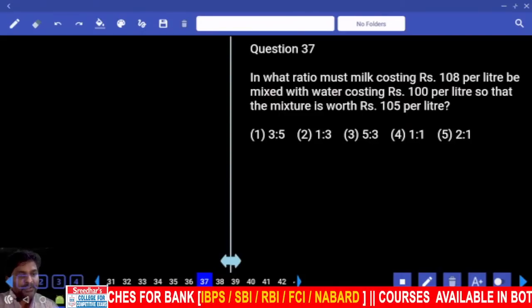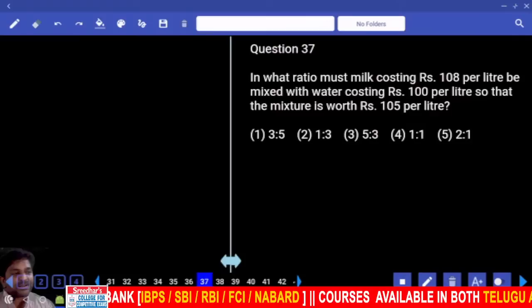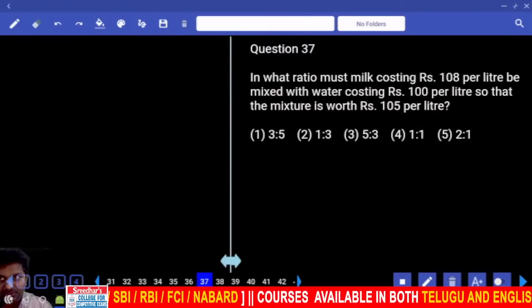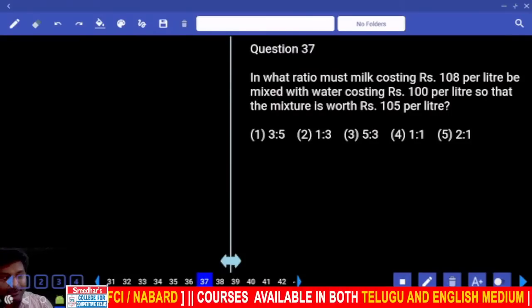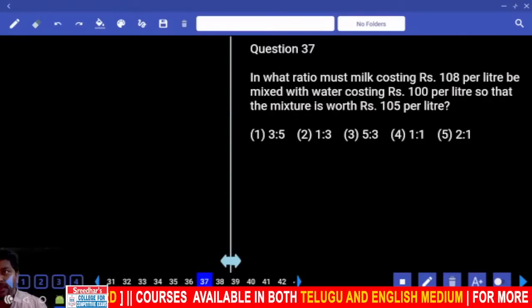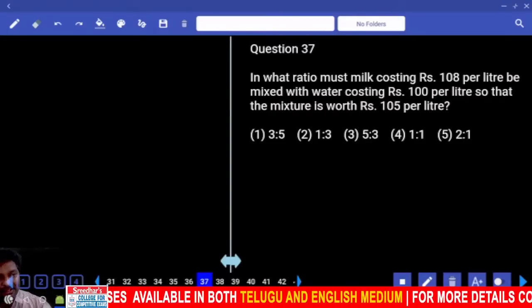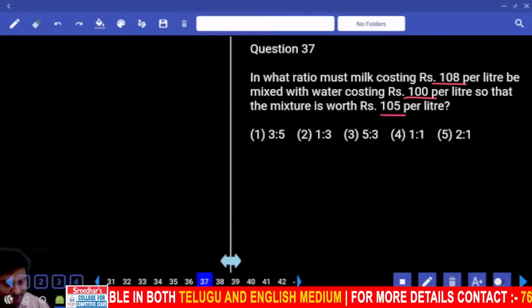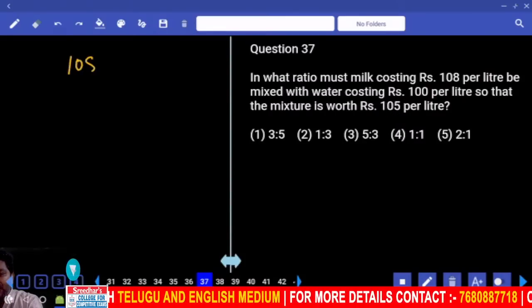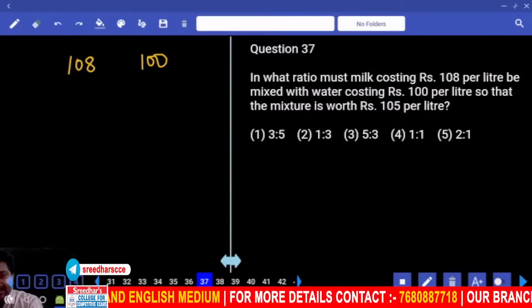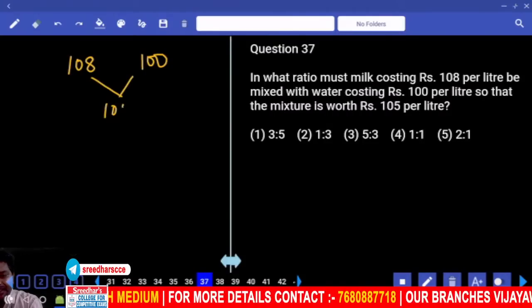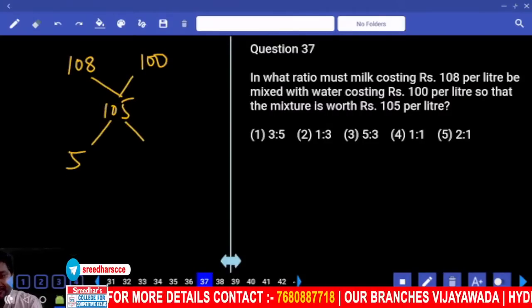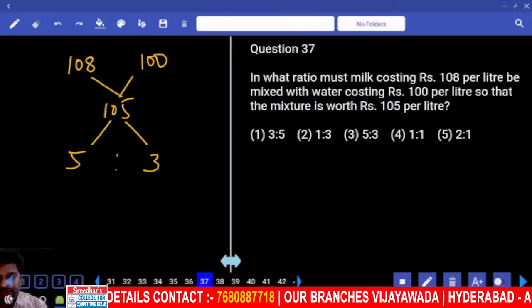Next. In what ratio must milk costing 108 rupees per liter be mixed with water costing 100 rupees per liter so that the mixture is worth 105? All these three prices are cost prices only. First variety price 108, second variety 100, mixture 105, allegation 5, 3, ratio 5:3.